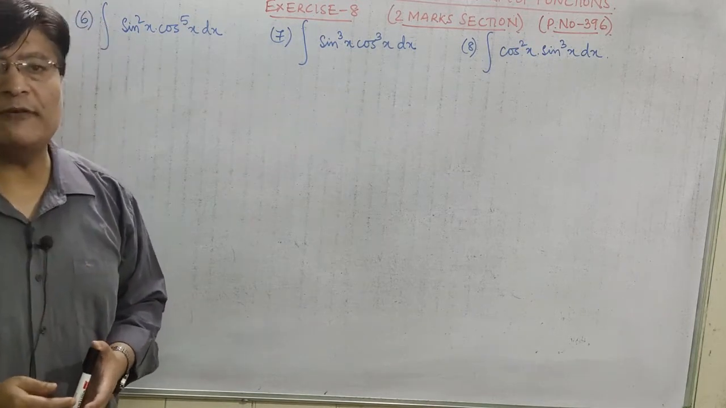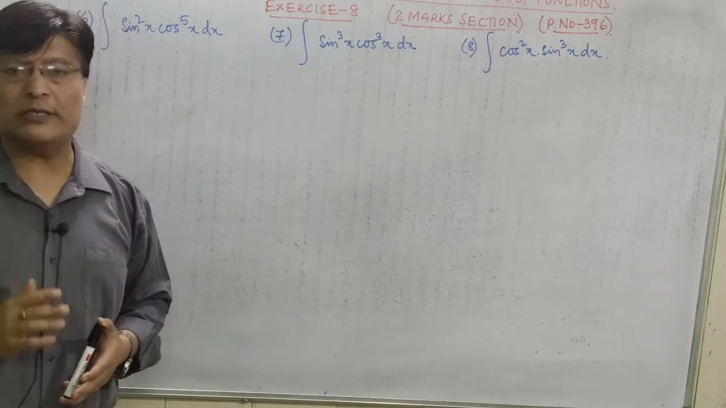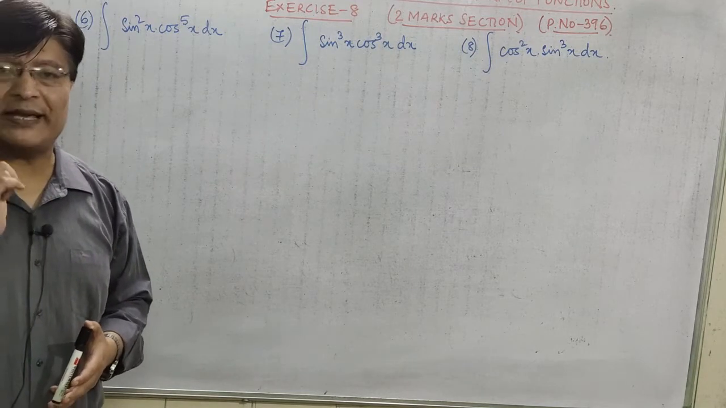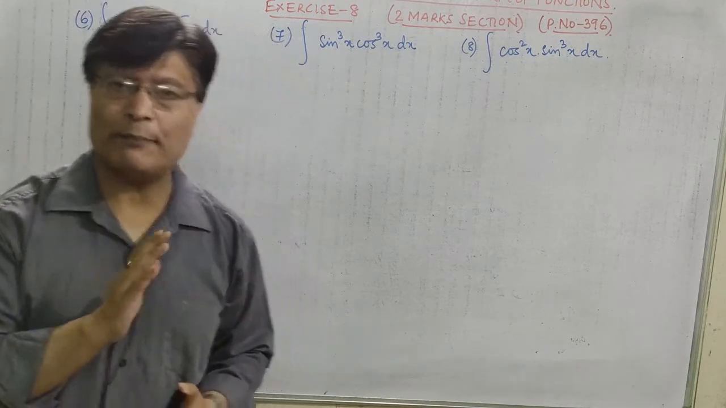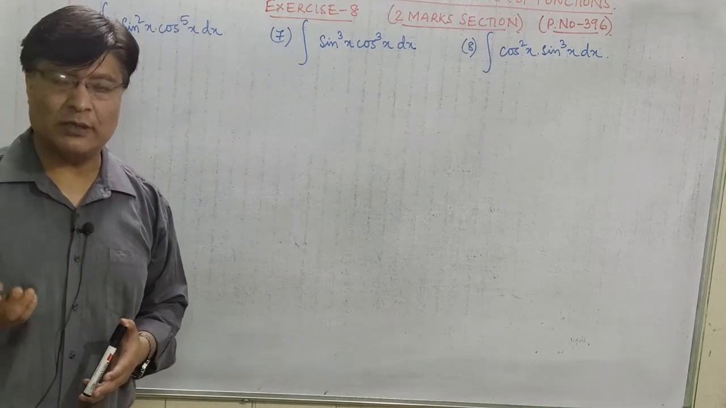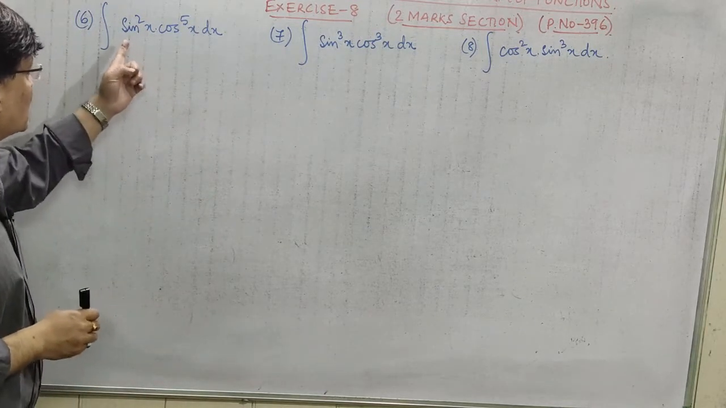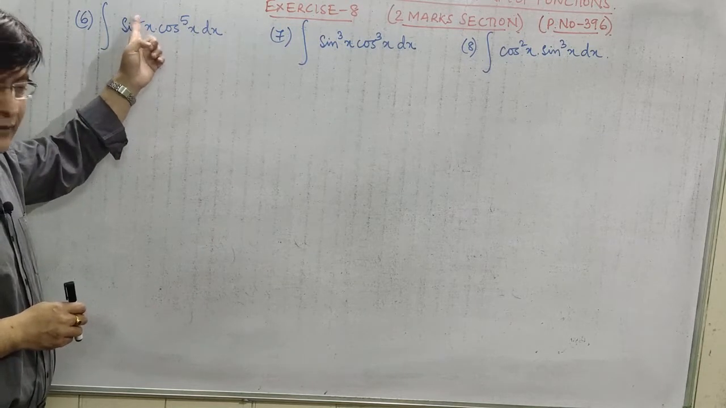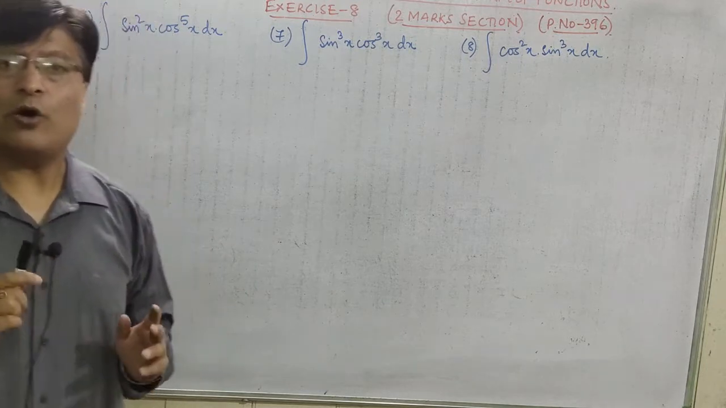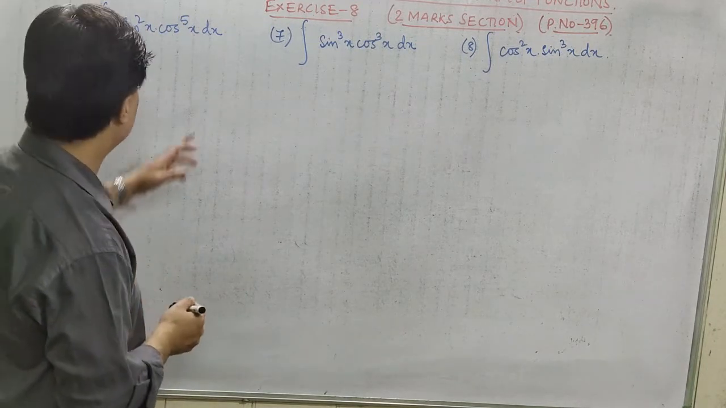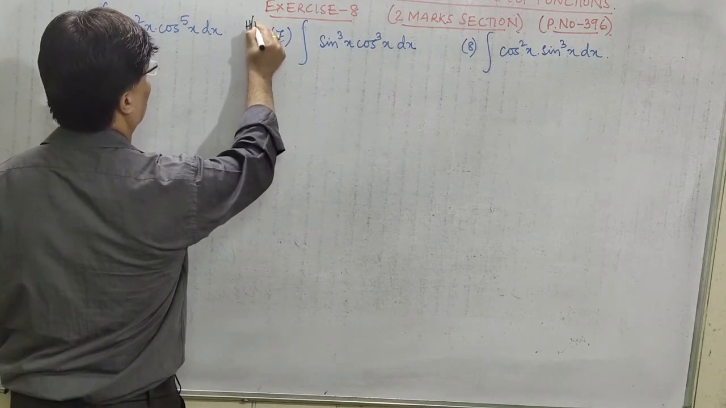So first of all, you have to simplify it. Whenever one power is even and the other power is odd, always break the odd power, not the even power. Is that clear? Now in this case, the power of sin x is even, but the power of cos x is odd. So you have to break this odd power. And similarly, you can do question number 7 and question number 8. So these two are your homework.